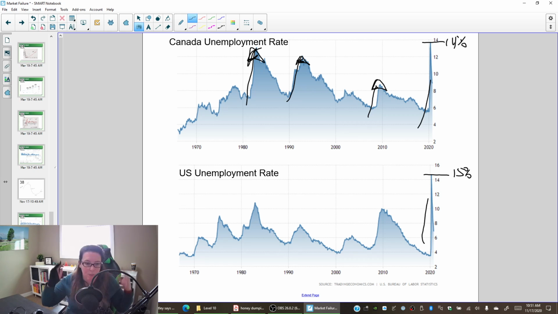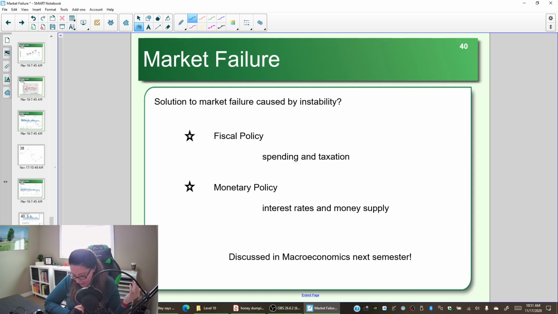All right, so how do you deal with this instability in the market? We listed instability in the market as a market failure. The problem is we have high unemployment. If the economy is booming, we get inflation, high prices. How do we deal with this? Well, there are two solutions to instability in the market. The first is fiscal policy. The second is monetary policy. Fiscal policy is what governments do.